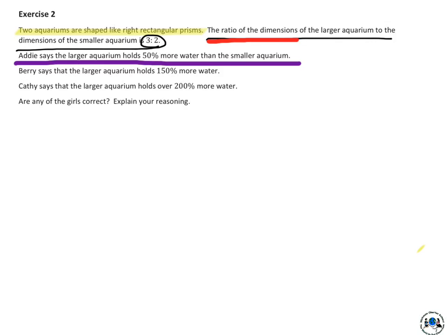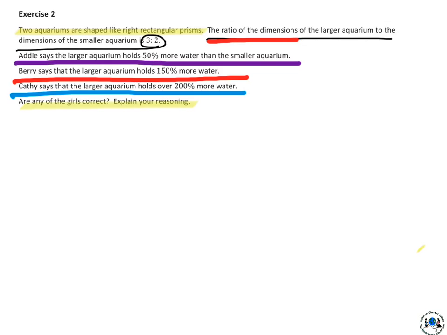All right, so here we go. Addie says the larger aquarium holds 50% more than the smaller aquarium. Barry says that the larger aquarium holds 150% more water. And finally, Kathy says that the larger aquarium holds over 200% more water. Your question here, are any of the girls correct? Then explain your reasoning. So do whatever you need to do, draw a picture, crunch some numbers. And again, that ratio is really important, 3 to 2, and remember, we are talking about the ratio of all the dimensions. All the dimensions, my last hint. Okay, so go ahead and struggle with that and see what you can do, and come on back.